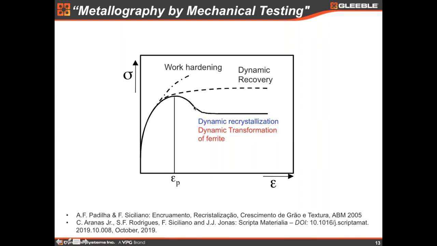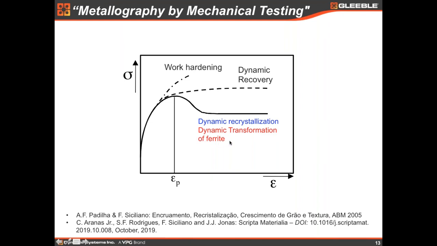If we see a peak and a decay in the stress, this means that you have a massive amount of softening. And this is only possible with grain boundary migration, and grain boundary migration is recrystallization. So we have this dynamic recrystallization that is shown here when we have a peak. We also have the dynamic transformation of ferrite. We know that ferrite is formed in austenite and it's strain induced. So when we apply strain, we can also have the formation of ferrite most of the time. The critical strain for the dynamic transformation of ferrite is lower than the critical strain for dynamic recrystallization, so it actually happens earlier than dynamic recrystallization.